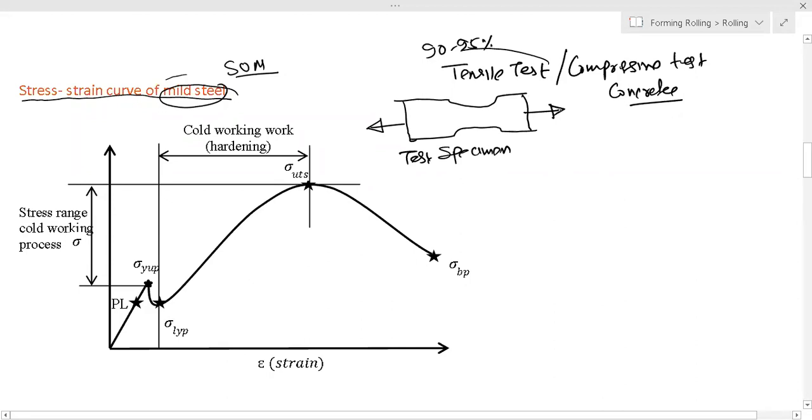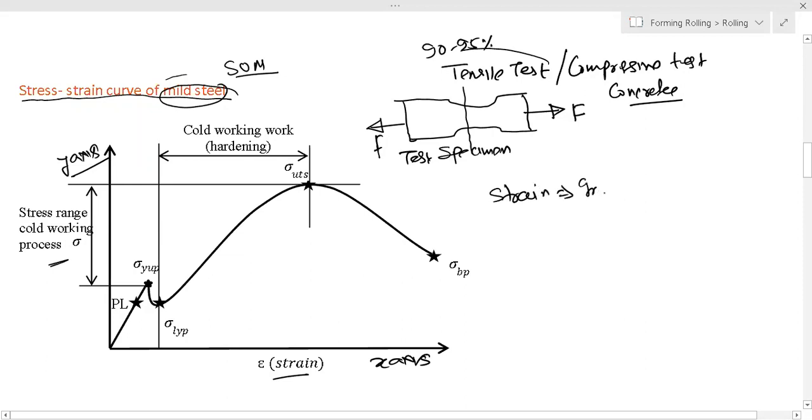So on the specimen we apply force, we pull it, and in the cross section, stress is developed. Then we draw a curve between stress and strain. Strain is drawn on the x-axis, and stress is drawn on the y-axis. The reason is that strain is an independent variable.